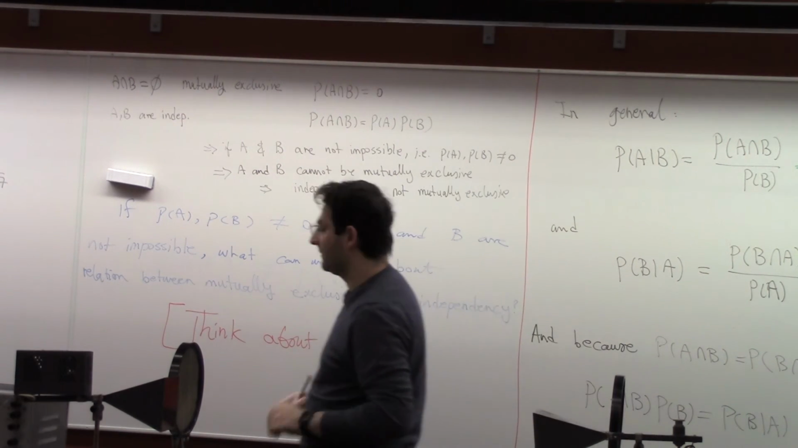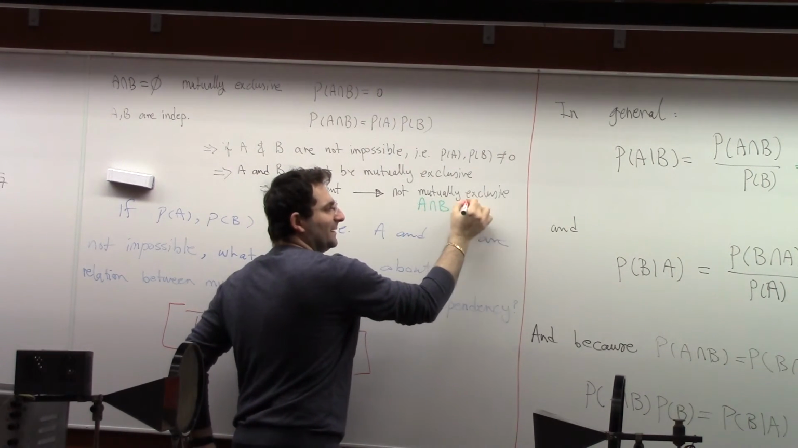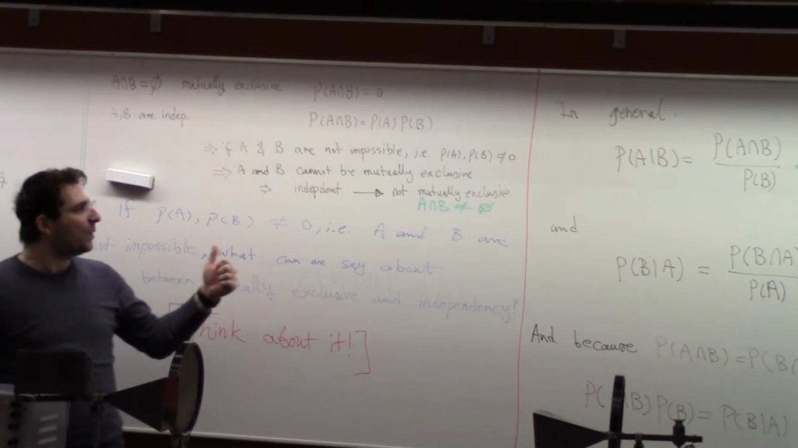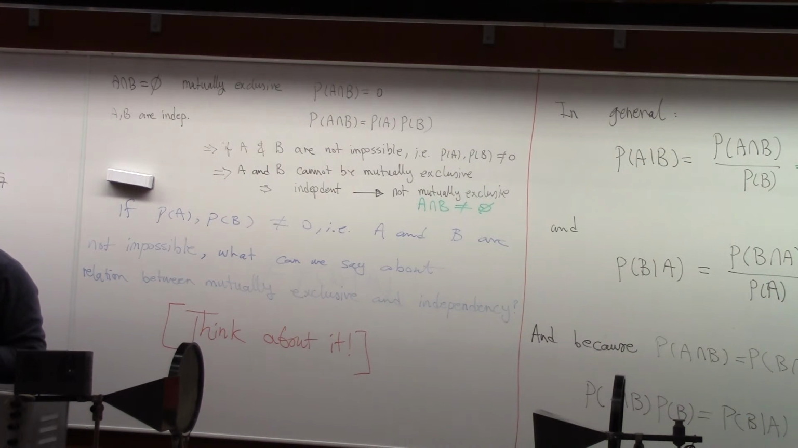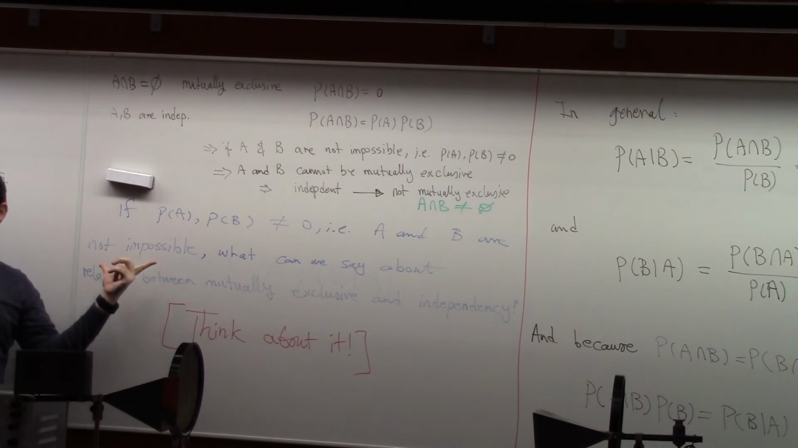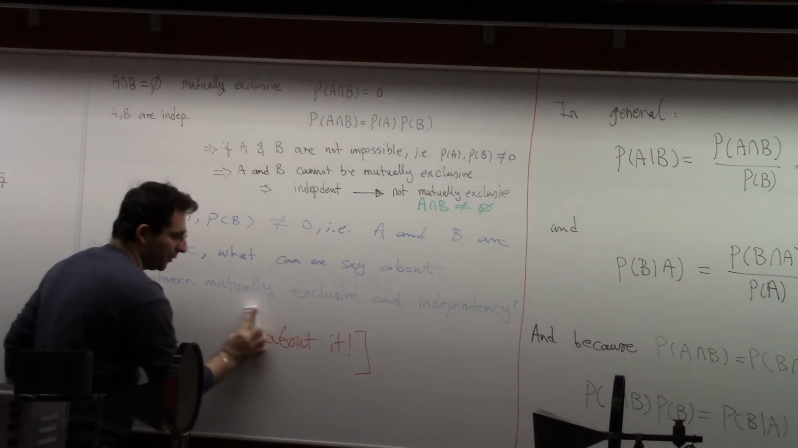There is an intersection of A and B. In other words, A intersected by B is not empty. Definitely, something is in there. Why? Because otherwise, one of A or B or both of them should be zero, which means that A or B or both of them should be impossible, which contradicts the condition that we put. So if A and B are independent, and A and B are not impossible, then definitely they are not mutually exclusive. So you do not need to think about it anymore.